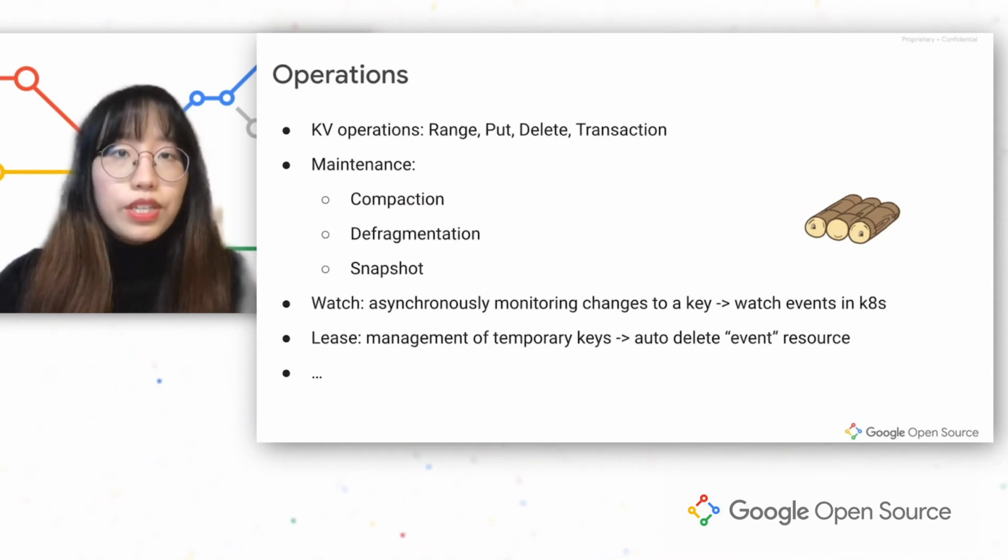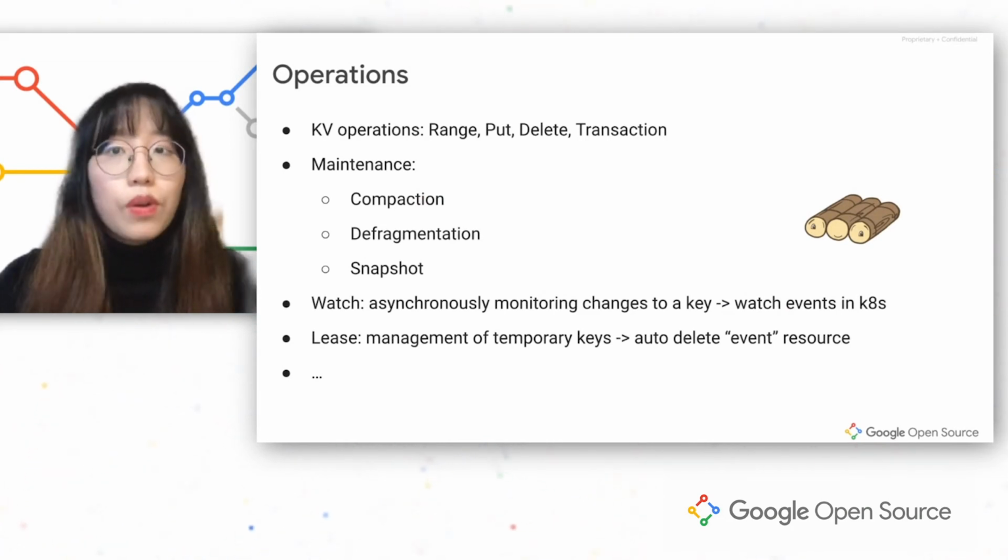Put is the write operation, and transaction is an atomic if-then-else construct over the key-value store. A transaction can atomically process multiple requests in a single request. It is widely used in Kubernetes. Since range and put are the most common and basic requests, I'll explain more about the lifecycle of them.